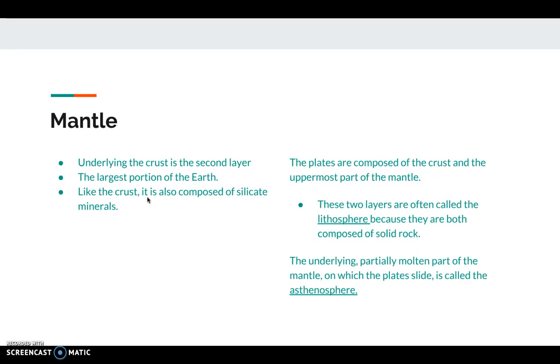So these two layers are often called the lithosphere because they are both composed of solid rock. The underlying, partially molten part of the mantle on which the plates slide is called the asthenosphere.